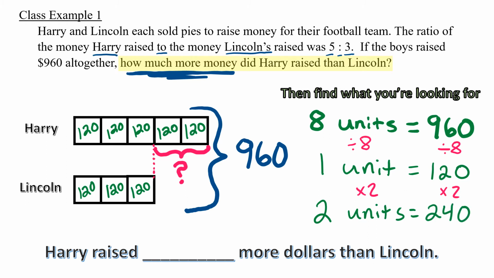So I'll just double that 120 to get 240, which is a lot less steps than finding how much Harry had, finding how much Lincoln had, and then subtracting. If you did those steps, you'd get the same answer of 240. It just takes a lot longer. Instead of looking at your model and realizing, oh, Harry has 2 extra units than Lincoln, so how much are those 2 extra units worth? If each one's worth 120, then 2 of them are worth 240.